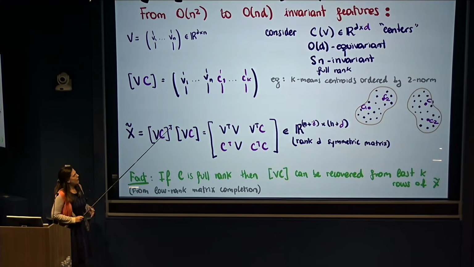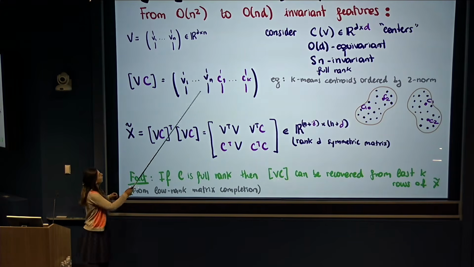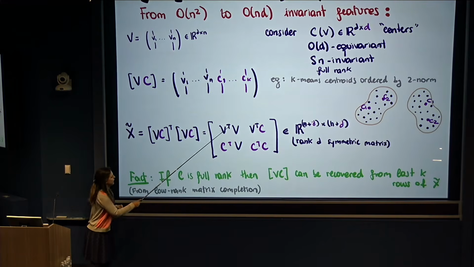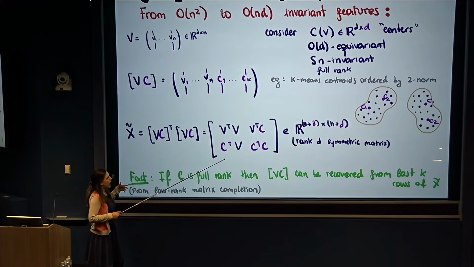So the matrix of inner products is a low-rank matrix. So you can reconstruct this matrix by looking at a small subset of that matrix. For instance, if this is a matrix of rank D, then I can recover it by observing D rows of this matrix generically. However, if I observe D rows of these columns, then I need to keep track of the permutation symmetry.